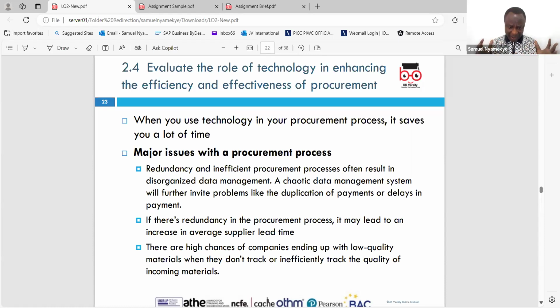And we are saying that there are high chances of companies ending up with low quality materials when they are not able to track the quality.